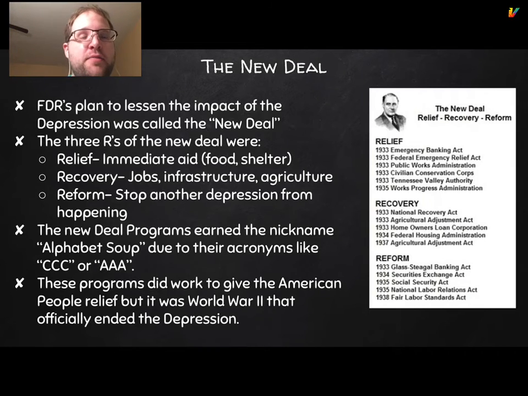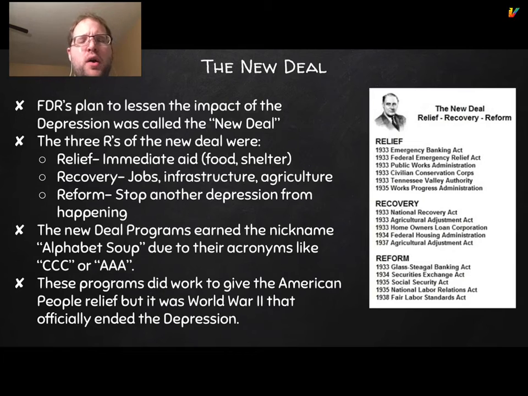And the last part of this is reform. You want to know that with reform, it's him passing laws so that another depression, while not impossible, maybe couldn't happen again as easily. So he started passing laws for things like banks, saying that banks had to be able to prove that when they loaned out money to people, you're sure that there's a reasonable expectation that those people are going to pay you back.